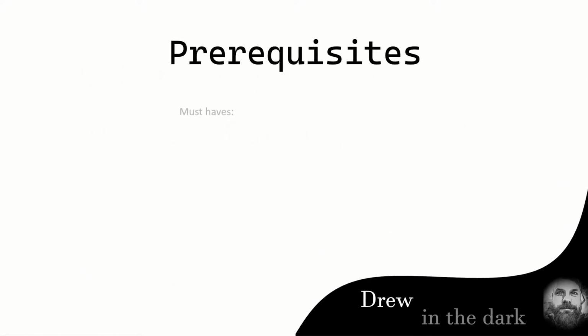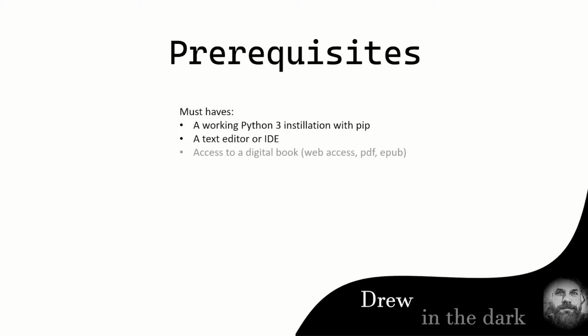All right, we need to first talk about prerequisites, things you must have before you get started with this video. We're going to need a working Python 3 installation with pip. We're going to need some kind of a text editor or IDE. There's plenty of free ones out there, lots of good choices. I'm going to use VS Code, but you can use what you want. And you're going to need, obviously, access to a digital book. Web access, PDF, EPUB, any of those work, as long as you can show it on the screen and click a button to advance the page.